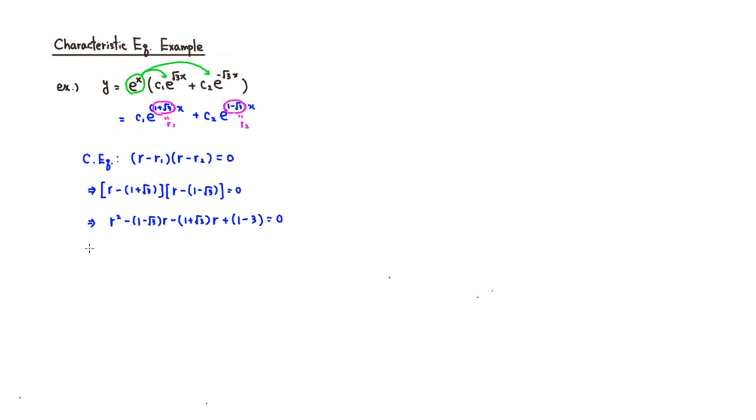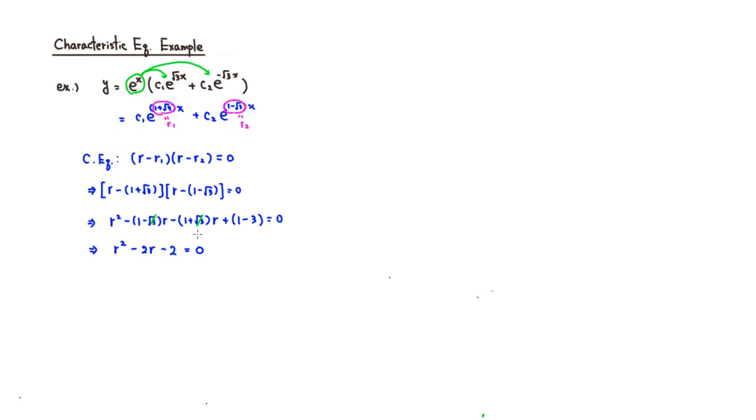If you clean it up, you're going to get r squared. In this case, we can cancel: there's going to be negative, negative square root of 3, so it's going to be negative, positive square root of 3, so these cancel out. What you end up getting is negative r, another negative r, so negative 2r. And here it's 1 minus 3, which is negative 2. So r squared minus 2r minus 2 equals 0. This is our characteristic equation.